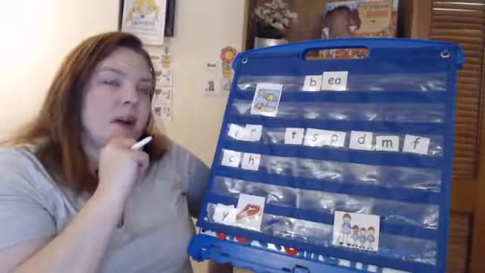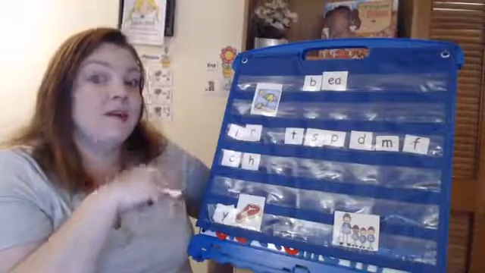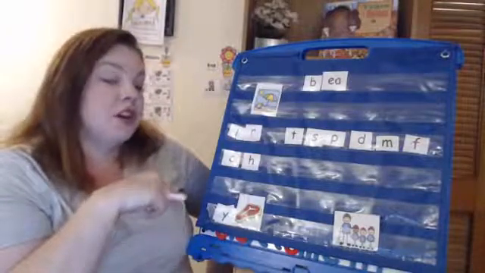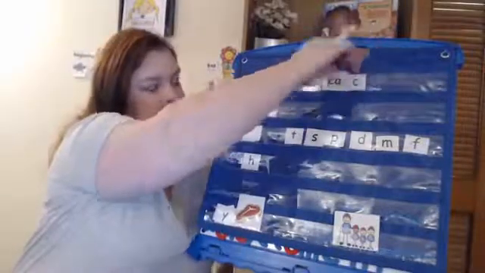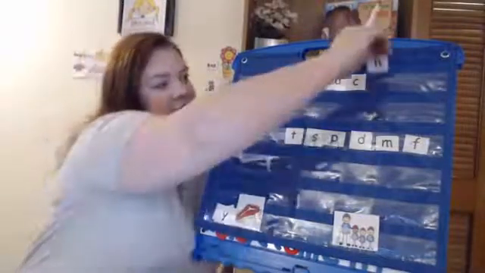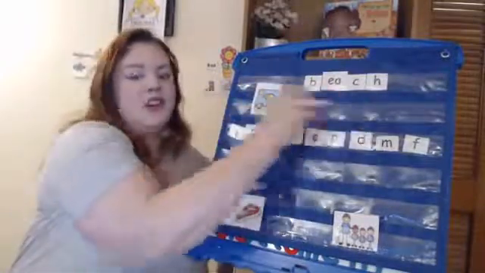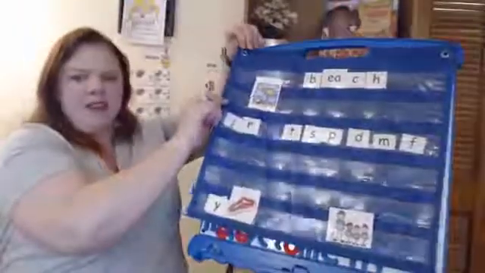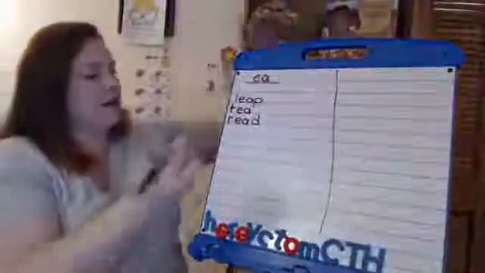This one's a digraph. Two letters coming together to make a brand new sound. Beach. It's C-H. You are right. I heard some friends say it. Beach. So we're going to write that one. This one's 5 letters long. My goodness, friends, you're getting so good at this.